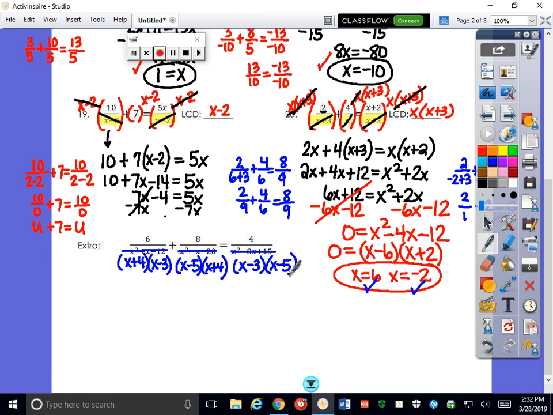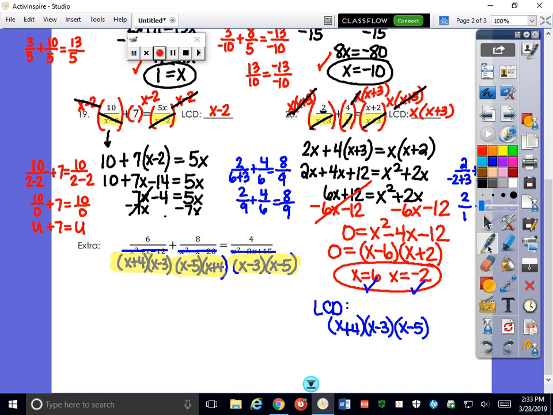Okay? So when I go to find my LCD, remember, you're going to start with the first denominator, and both of those are going to have to be part of the LCD. So right now, x plus 4 and x minus 3 both have to be part of the LCD. Then I'll go to my second denominator, and I'll look at x minus 5. I don't have an x minus 5, so that has to be part of my LCD. I already have an x plus 4, so I don't need that one. Then when I go to my last denominator, I already have an x minus 3, and I already have an x minus 5. So my LCD becomes x plus 4 times x minus 3 times x minus 5.